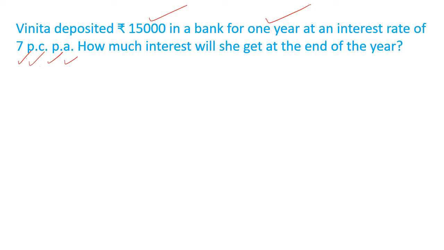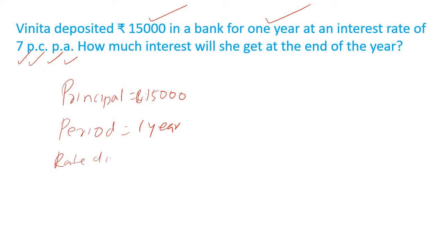Principal, as I told you earlier, we call it the principal. Principal is equal to 15,000 rupees, right? And the period or time given is 1 year, correct? This is also clear in the question. Then what is given? The rate of interest is given as 7% per annum, that is, 7 rupees per 100 rupees per year.